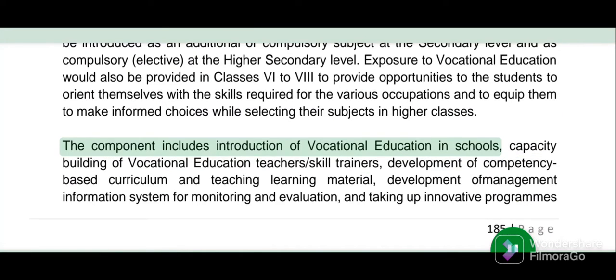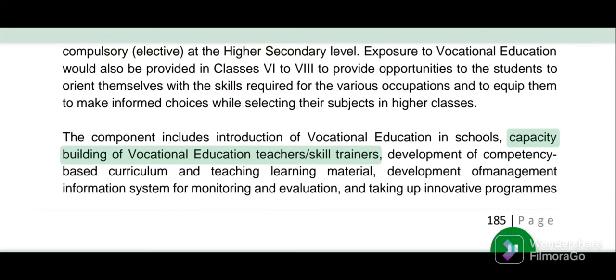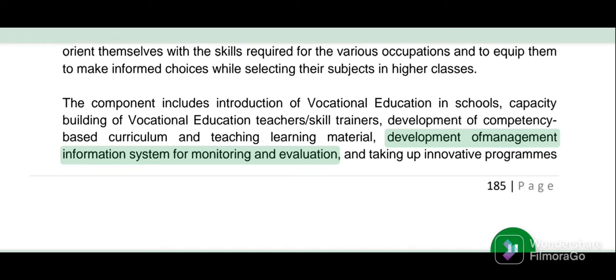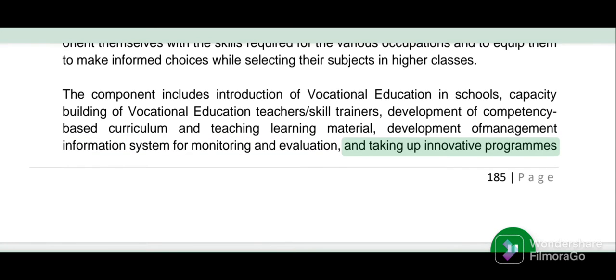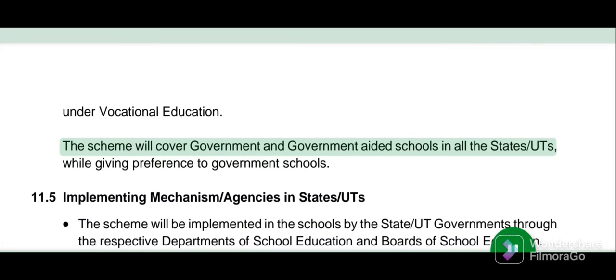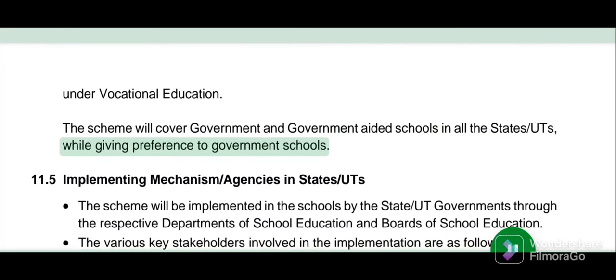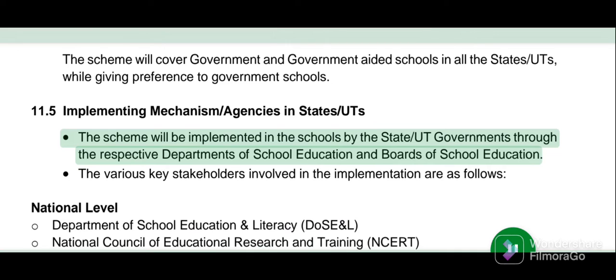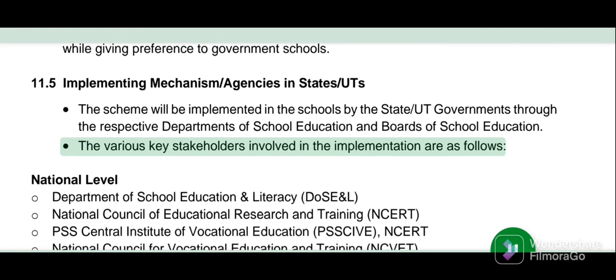The component includes introduction of vocational education in schools, capacity building of vocational education teachers, skill trainers, development of competency-based curriculum and teaching learning material, development of management information system for monitoring and evaluation, and taking up innovative programs. Under vocational education, the scheme will cover government and government-aided schools in all the states and UTs, while giving preference to government schools. 11.5 Implementing mechanism. Agencies in states and UTs. The scheme will be implemented in the schools by the state and UT governments through the respective departments of school education and boards of school education. The various key stakeholders involved in the implementation are as follows.